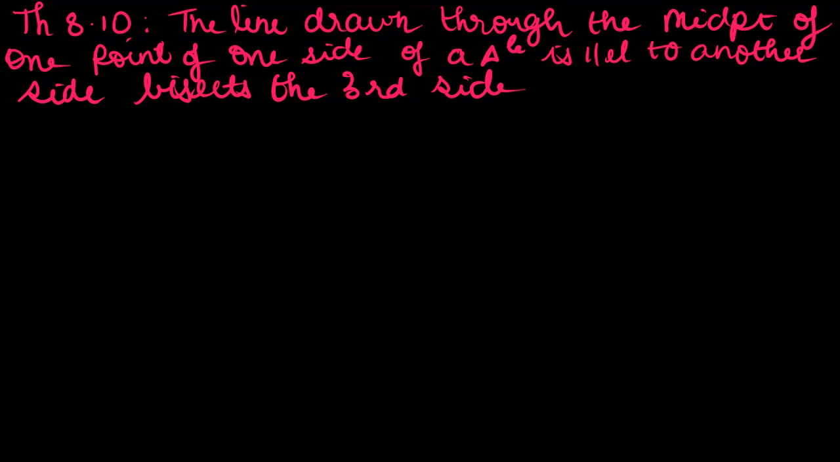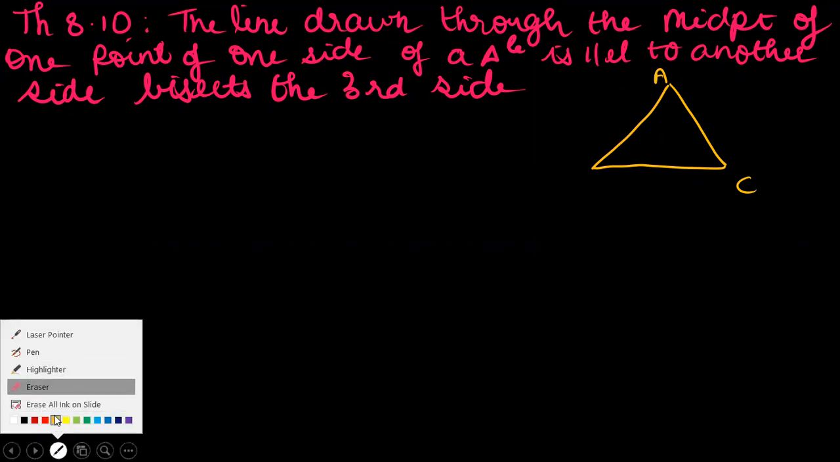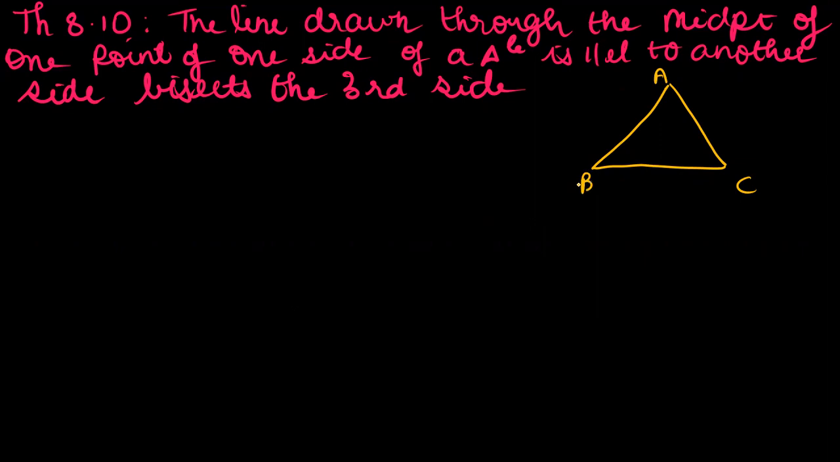What does it say? The line drawn through the midpoint of one side of a triangle is parallel to another side, which bisects the third side. So what is it saying? I know the statement is a bit confusing. So let's just draw the figure. I have a triangle A, B, C.